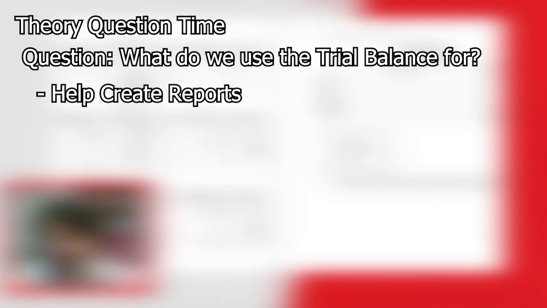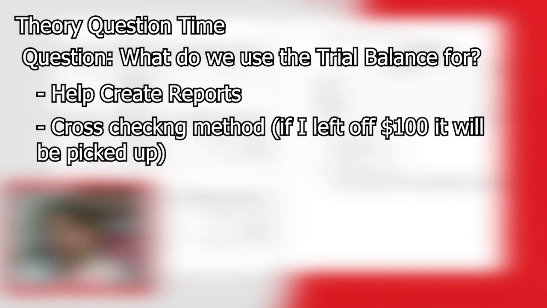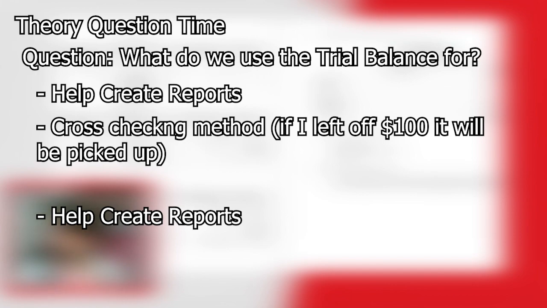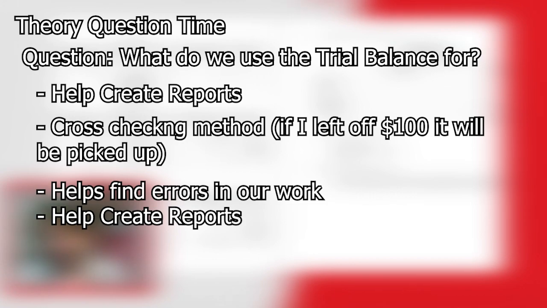Now, you're going to get a theory question, potentially. What do we use the trial balance for? So the trial balance is used to help us create reports, but it's also a cross-checking mechanism to make sure that we've put the transactions in correctly. So for example, if I left off 1,000 on the car and it's only 500, that's going to show up in the trial balance because it helps us essentially find errors. Have we made an error? Does something not add up? So if that doesn't add up, I know to go back and look at my transactions one by one. Maybe it's a math error. Maybe I've made an adding error. But those are all why the trial balance exists.